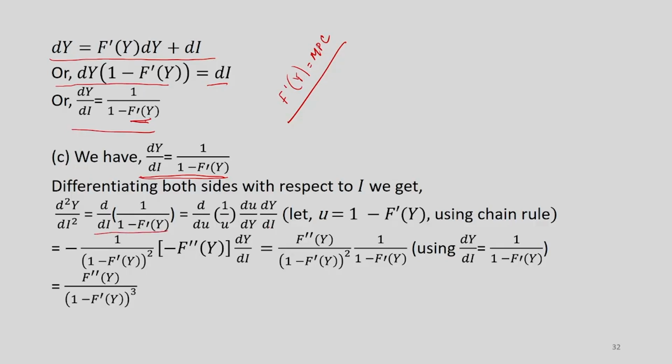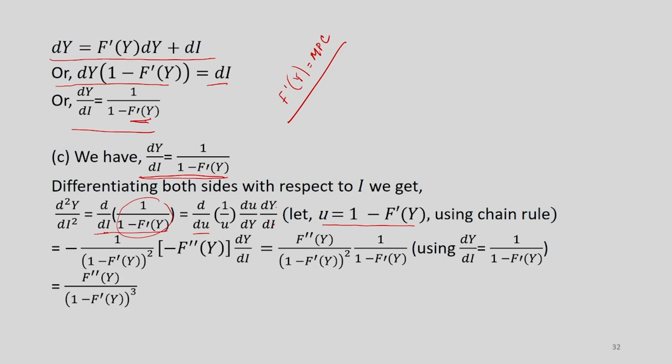Now, to simplify this, I am using the chain rule. I am assuming that u is equal to 1 minus f prime y. If I do so, then this expression becomes 1 divided by u, and I cannot differentiate the function with respect to I directly if it is a function of u. So I write du here, and using the chain rule I write du/dy and dy/di.